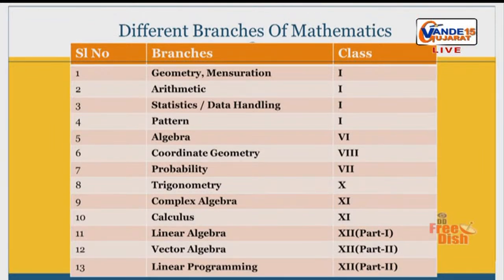Then complex algebra in 11, calculus also in class 11. So, this is again one major shift in concept. A new concept starts, and in 11 and 12 there are three new concepts: linear programming, vector algebra and linear algebra. Calculus also continues in 12.